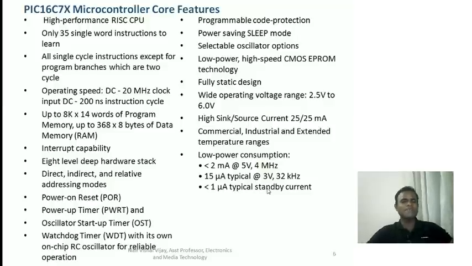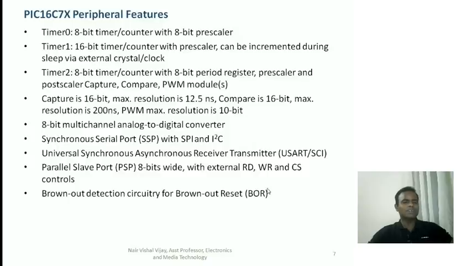So these are some of the key features of your PIC microcontroller. And some of the peripheral features, as we'll notice with PIC 16C7 series of microcontrollers, is that it has 3 timers: timer 0, timer 1, timer 2. Timer 0 is an 8-bit timer, timer 1 is a 16-bit timer, timer 2 is an 8-bit timer. Now these timers or counters, as you know, a timer is something that counts the internal events and a counter is something that counts the external event.